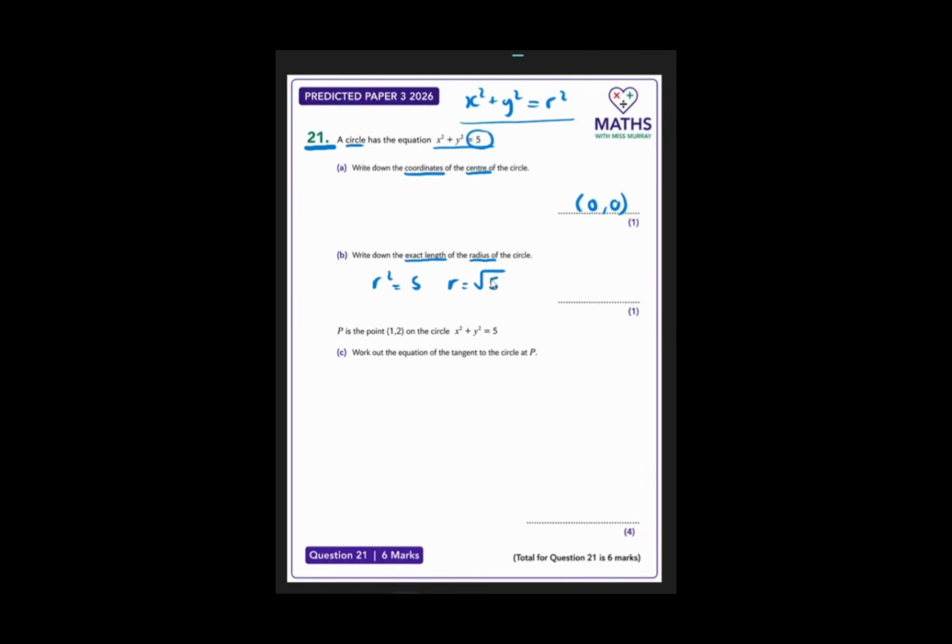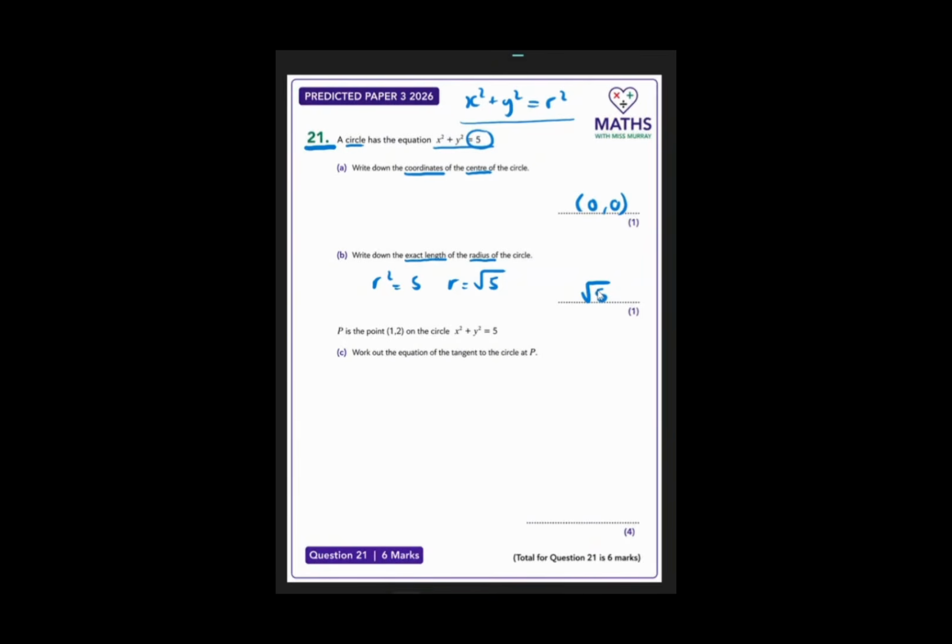You don't put that in your calculator and work out the decimal answer, because that would not be exact, because you would be rounding. You literally put square root of 5 as your exact answer. So that's why 1 mark there and 1 mark there. So that's just knowing the basics about the equation of a circle.